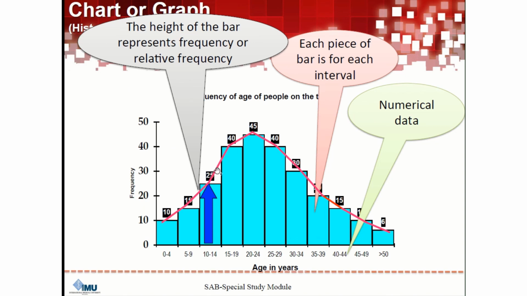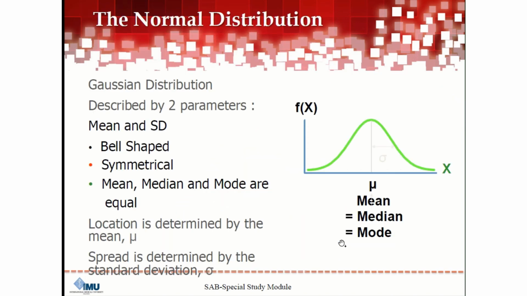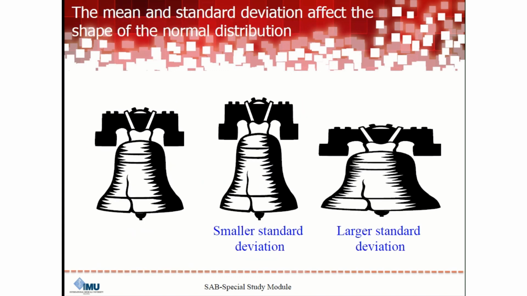Right, this is a frequency polygon. The height of the bar represents the frequency or relative frequency, and each bar is for each interval of numerical data. A normal distribution, we describe as a bell shape, right? If it is a normal distribution, then the mean, median, and mode will be the same value. The average we get is the middle value, which is the median, and also the most frequent value, because many persons are very close to or on that average.